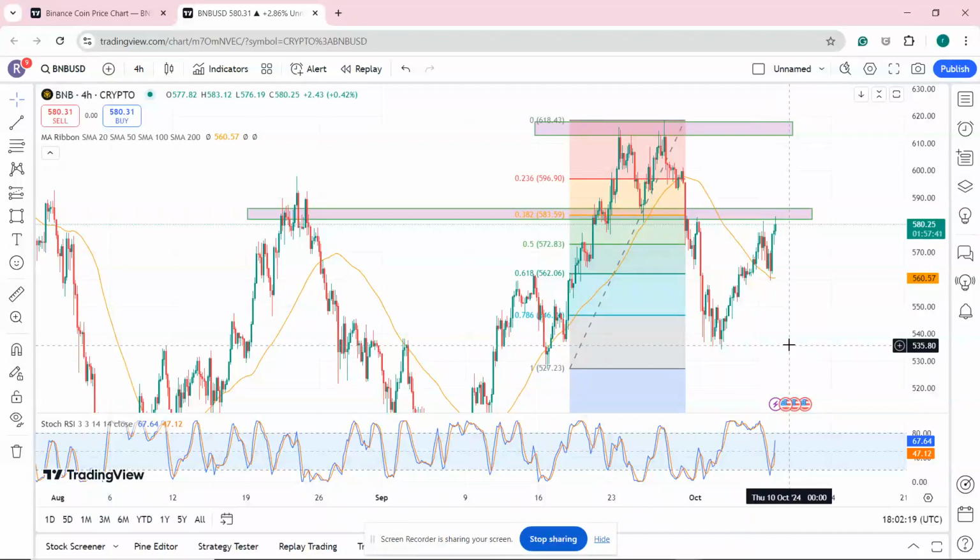Now, let me give an example. The pullbacks that you will enjoy the most and that will give you reasonable gain are the pullbacks on 50%.